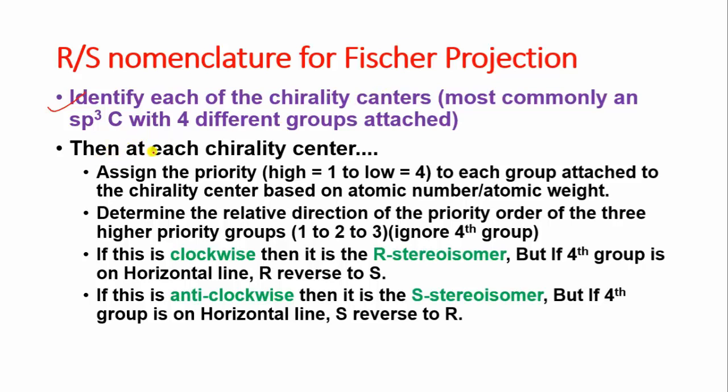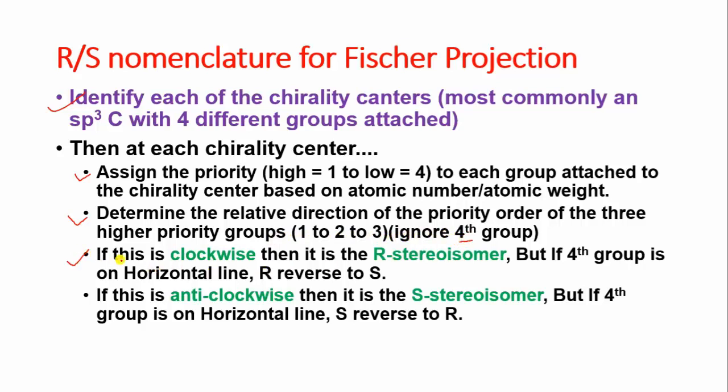Then at each chirality center you have to assign priority 1 to 4 to each group attached to the chirality center based on atomic number or atomic weight. Next, determine the relative direction of the priority order of the 3 higher priority groups, 1 to 2 to 3, which means you have to ignore the 4th group.